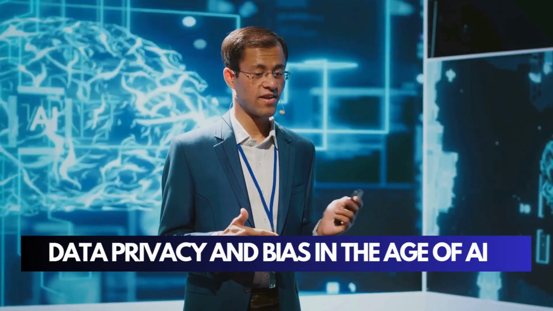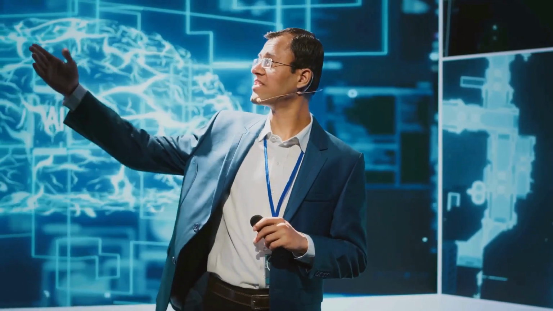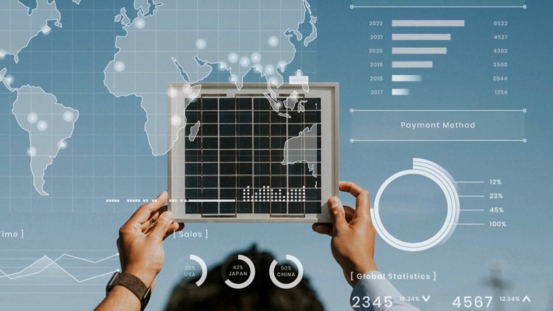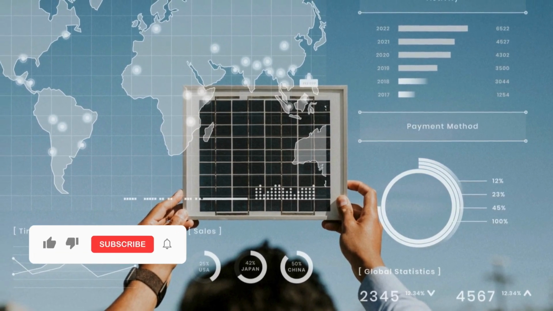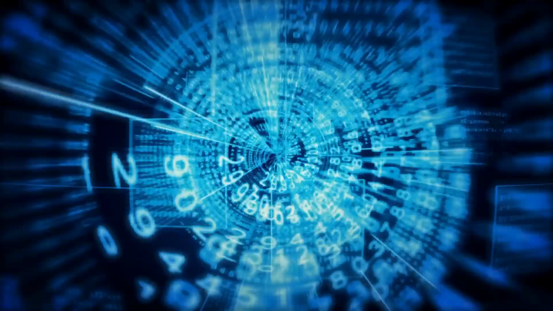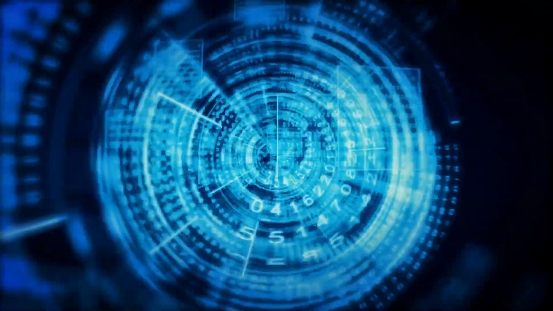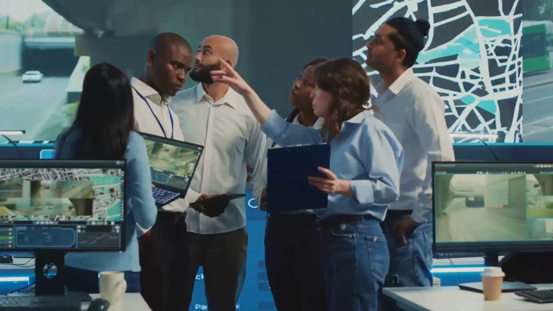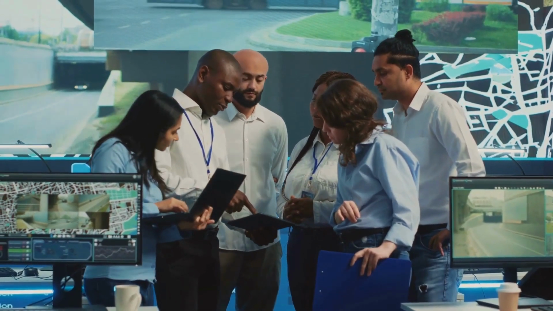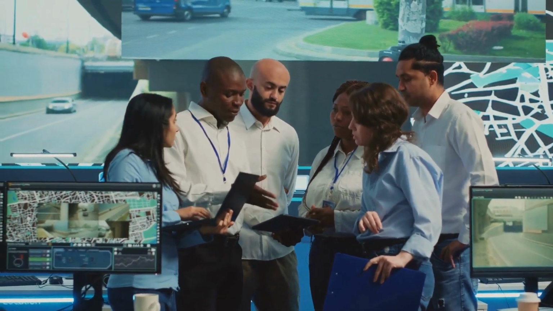Section 5. Navigating the challenges: data privacy and bias in the age of AI. While the potential of GIS plus AI is immense, it's important to acknowledge the challenges that come with these technologies. One of the most pressing concerns is data privacy, as GIS plus AI relies heavily on collecting and analyzing personal data. Ensuring the responsible and ethical use of this information is paramount.